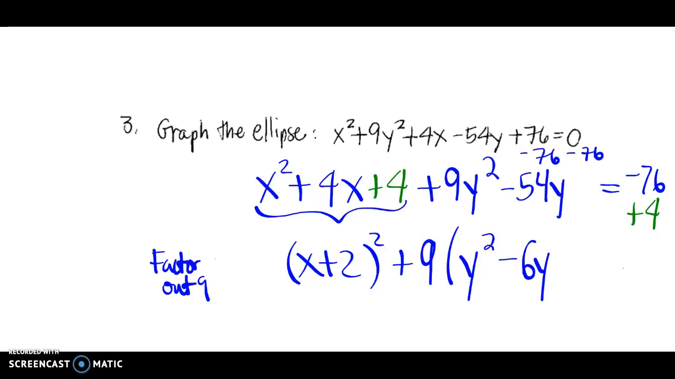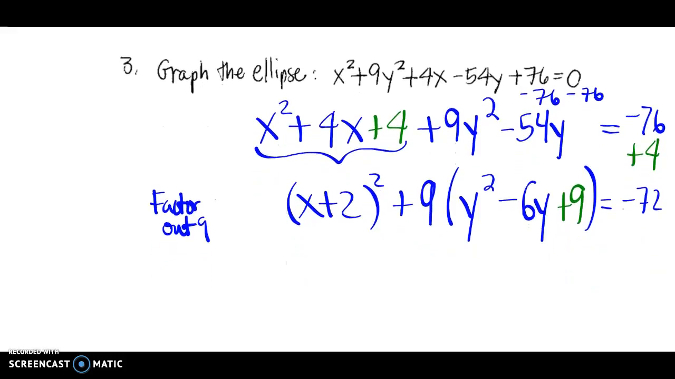If I factor out a 9, then if you distributed the 9 back through, it would be 9y squared minus 54y. And then now I'm going to complete the square, and I'm going to go plus half of negative 6 squared, times 9. All right, then this equals, on this side, if I add the 4, it's negative 72. I added 4 there, so I have to add 4 here.